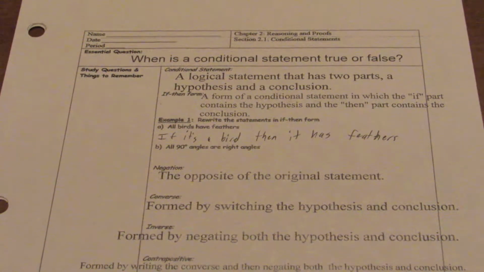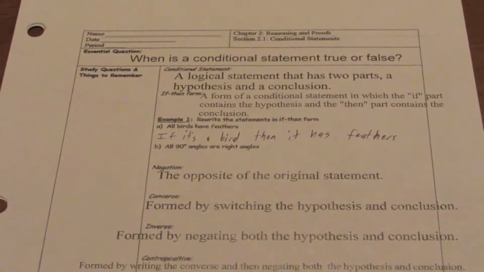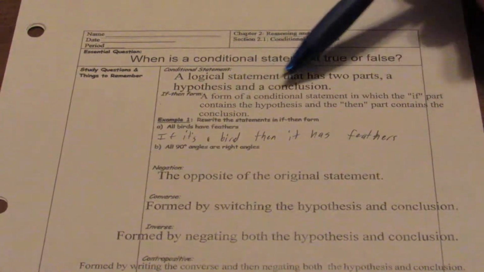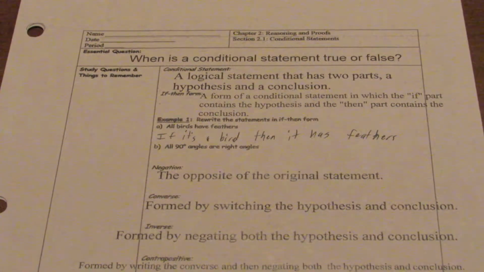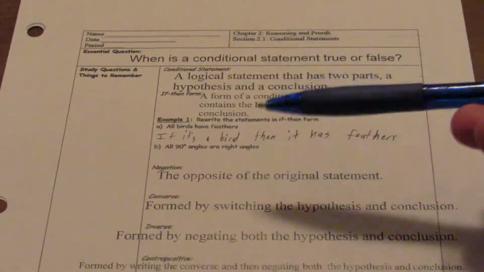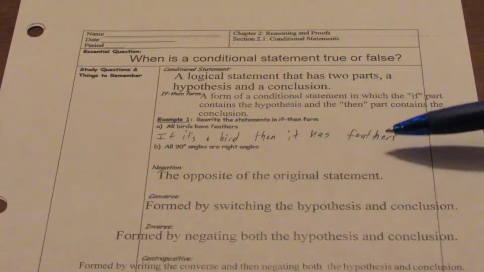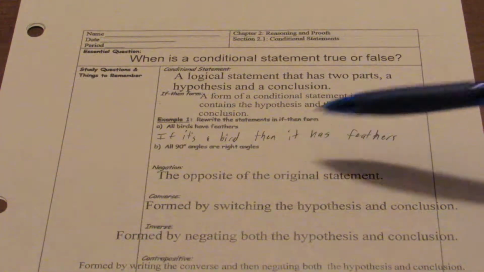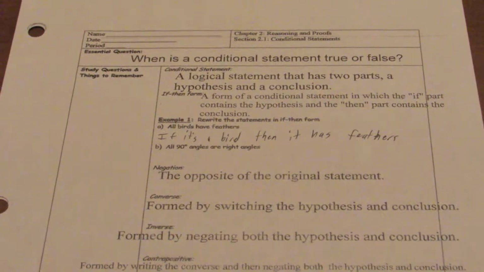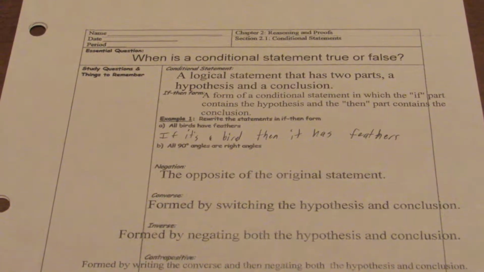So a definition: a conditional statement is a logical statement that has two parts, a hypothesis and the conclusion. Then we have if-then form, a form of conditional statement in which the if part contains the hypothesis and the then part contains the conclusion. So if it's a bird, then it has feathers. It's a bird is the hypothesis. It has feathers is the conclusion. The if and then are not included in that.